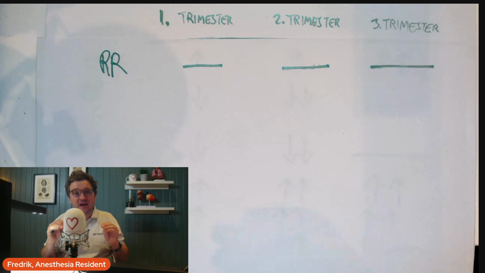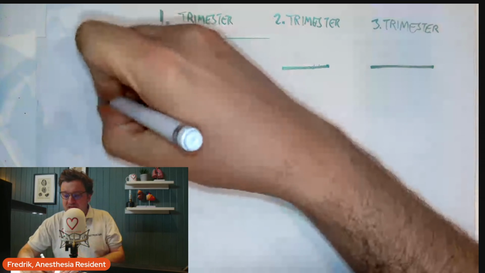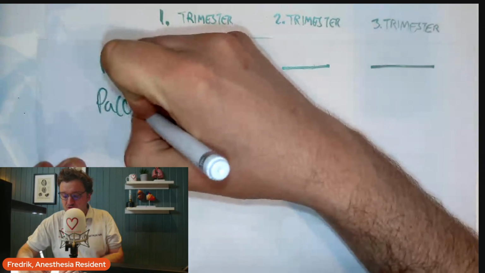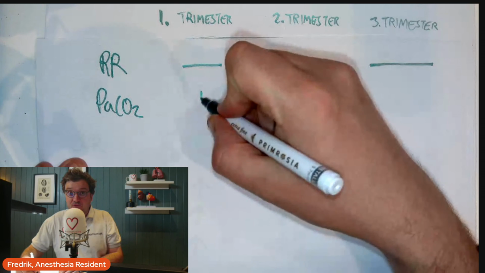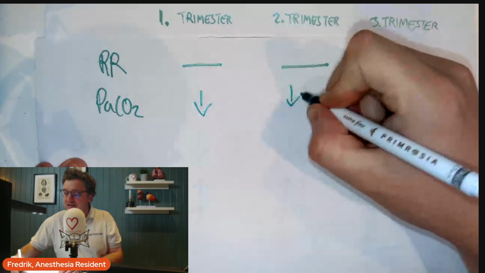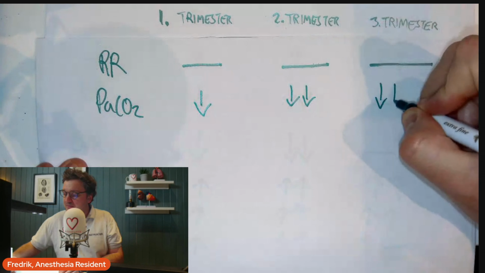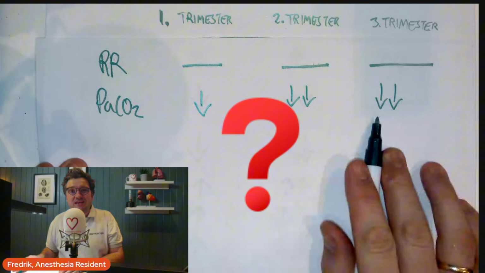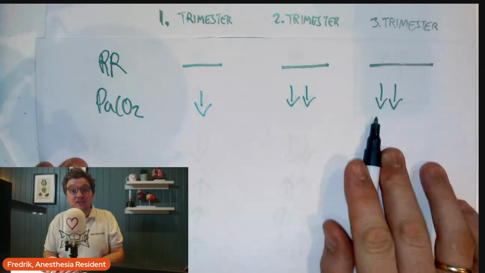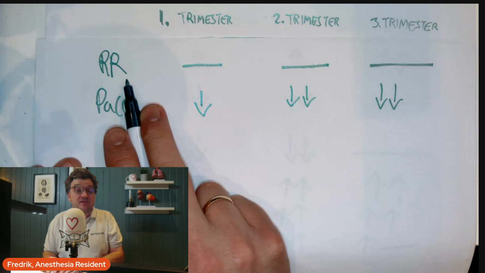But we know that pregnant women have a decreased level of arterial CO2. PaCO2 is slightly decreased in the first trimester and then greatly decreased in the second and third trimesters. So how can this be when the respiratory rate is unchanged? It of course has to do with tidal volumes.